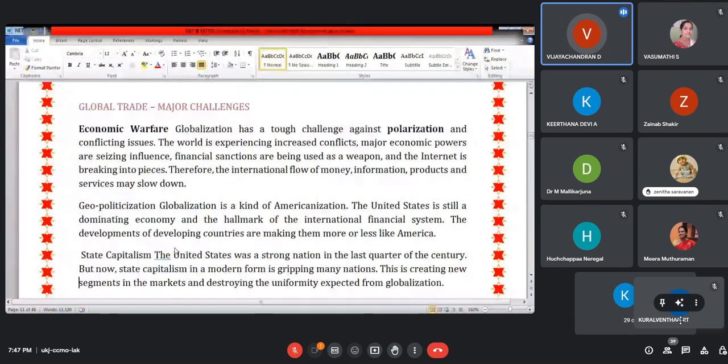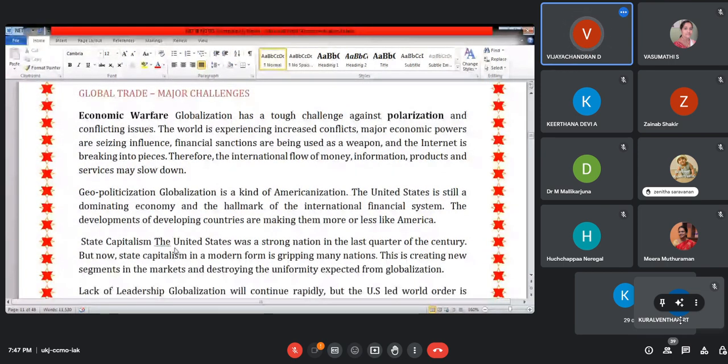Next is politicization. That is, I told, Americanization. In India, out of 500 MNCs, 169, the majority of the companies, are from the USA. So that dominance will be there. So that is known as geopoliticization.